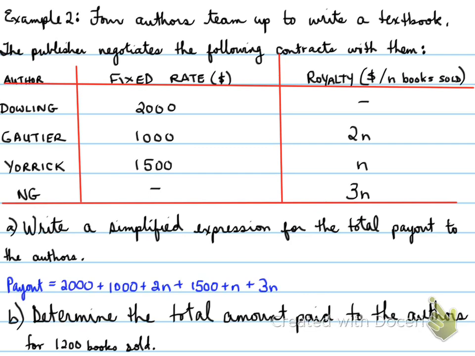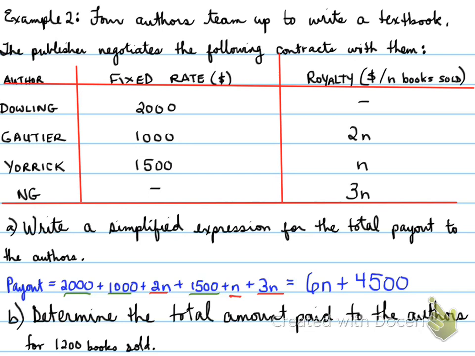Okay? Now, collecting like terms, folks, we need to collect like terms. This is not a simplified expression. This is just an expression. Simplified means we need to collect all the like terms, folks. So 2,000, 1,000, and 1,500 go together, and 2n and n and 3n go together, so that we get a total of 6n plus $4,500.